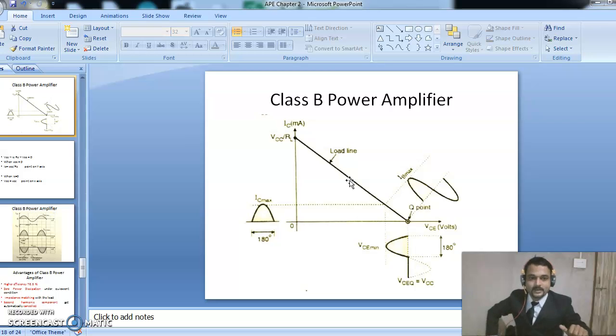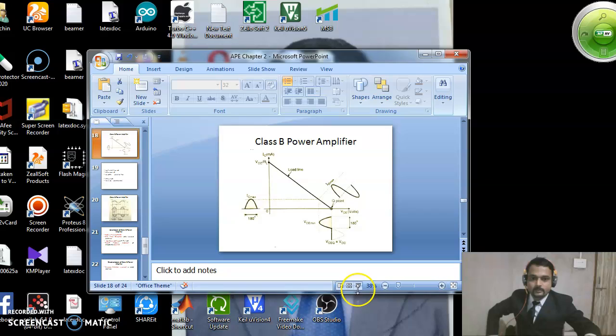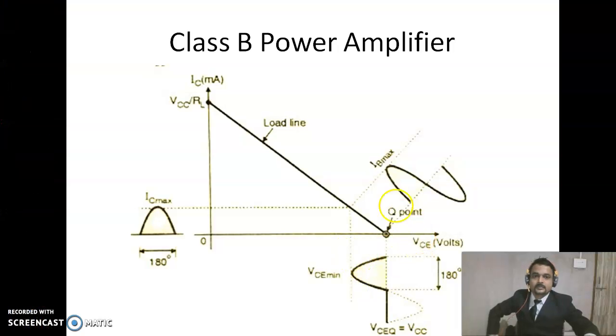In class B power amplifier, the operating point of the transistor is on the x-axis. That is why it works only for the positive half cycle of base current. In the negative half cycle, the transistor is in the cutoff region, or off state. In the output collector-emitter voltage there is a 180-degree phase shift.